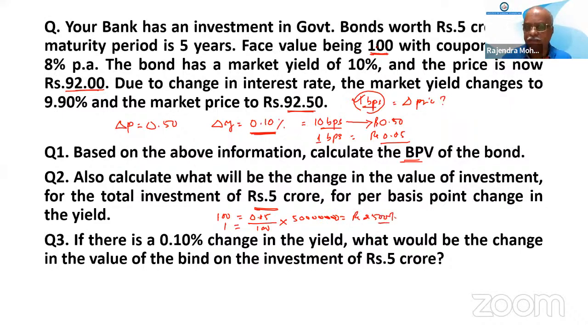Okay, for 100 rupees of bond, the BPV was 0.05. For 5 crore, it will be 25,000. Now, the third question asks, if there is a change of 0.10% in the yield, what would be the value of the bond? So we have arrived at, in this question too, for 1 BPS, for 5 crore, the change is 25,000. For 0.10 means again it is 10 BPS. For 10 BPS, simply you have to multiply by 10. So it becomes 2,50,000.